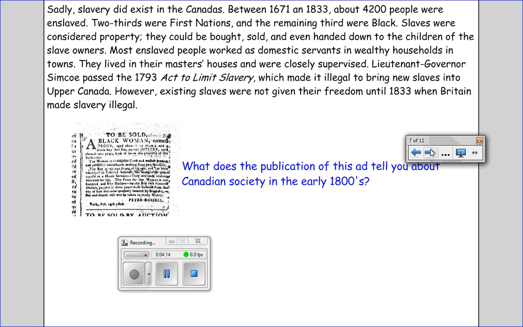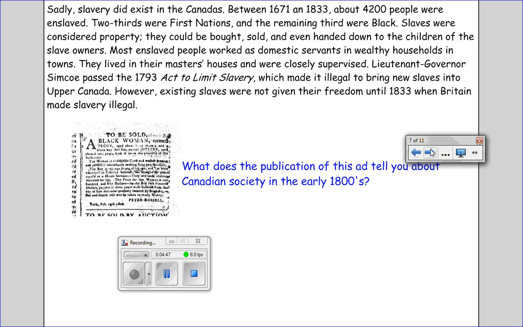Sadly, slavery did exist in the Canadas. Between 1671 and 1833, about 4,200 people were enslaved. Two-thirds were actually First Nations peoples, and the remaining third were black. Slaves were considered property. They could be bought, sold, and even handed down to the children of the slave owners. Most enslaved people worked as domestic servants in wealthy households in towns. They lived in their masters' houses and were closely supervised.